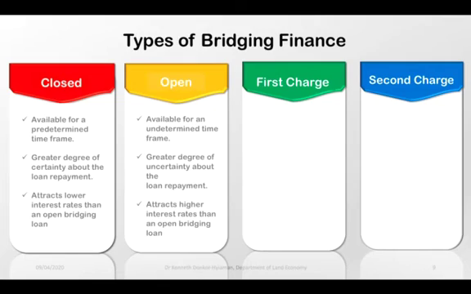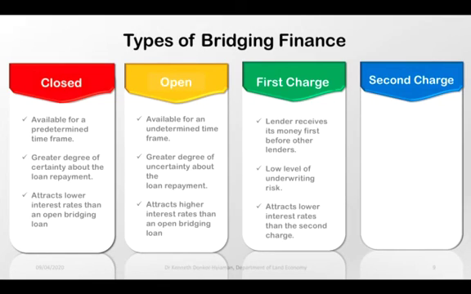And then the other 2, which is first charge, we are saying that lenders receive their money first before other lenders. So basically, if we say that you have a first charge against a collateral or against the cash flows of a company, it means that that company will prioritize the payment of your loan compared with other lenders to that same company.